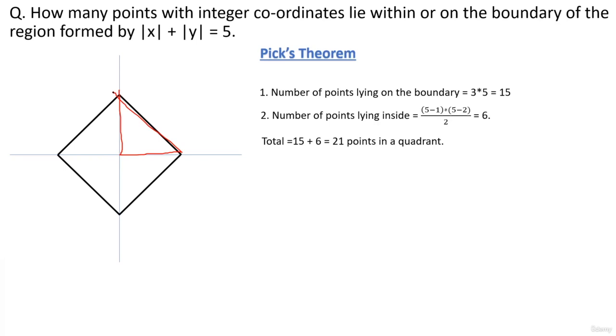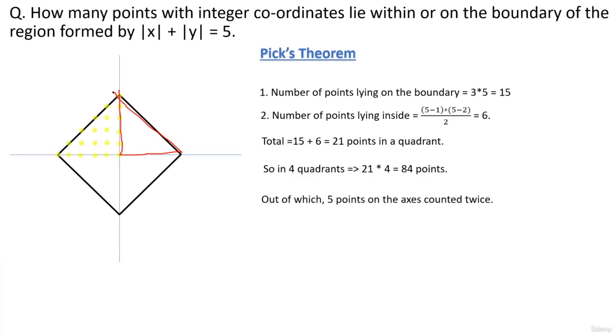Okay, so guys, what we observe is there are 21 such points. ऐसे चार quadrant में अगर हम लेंगे तो कितना होगा? 21 times 4, which is 84. Okay, you can see these 84 points coming up now, right?